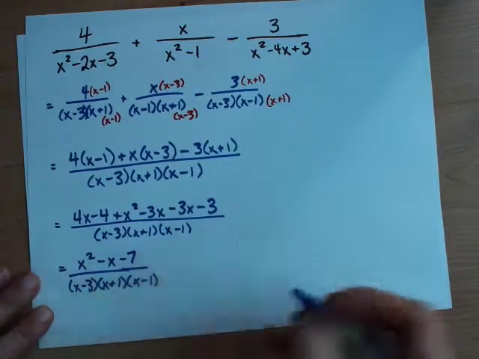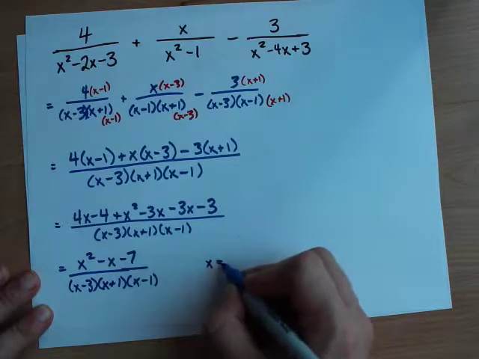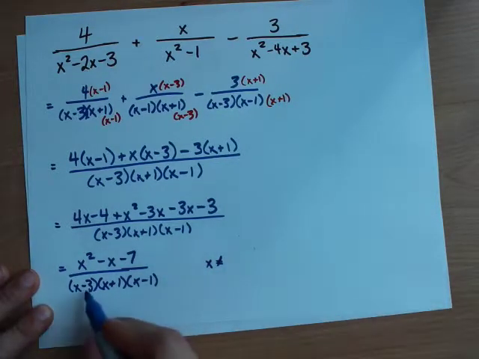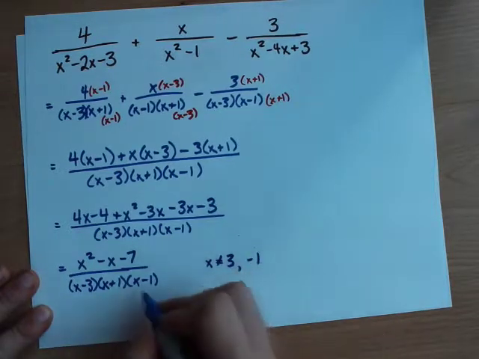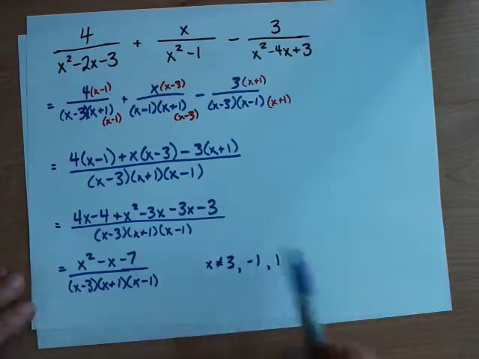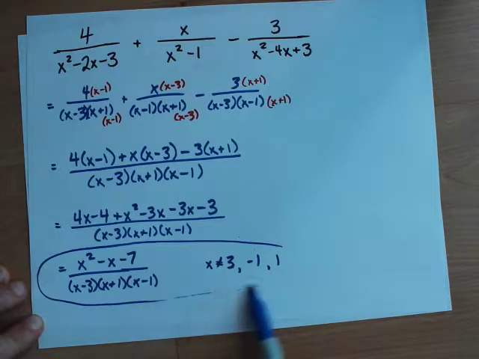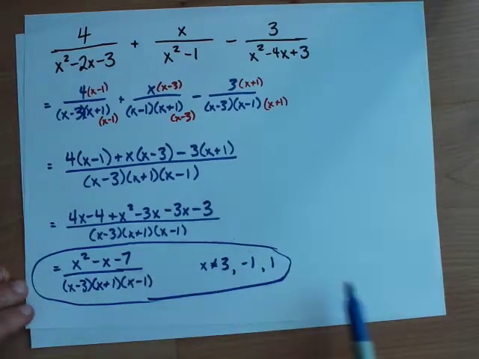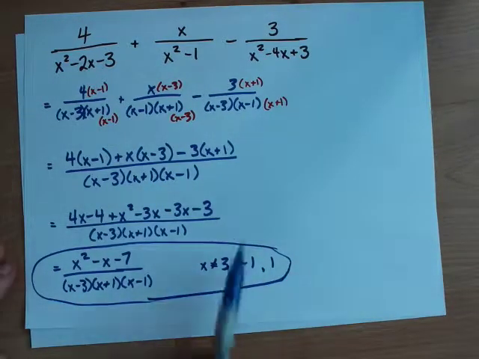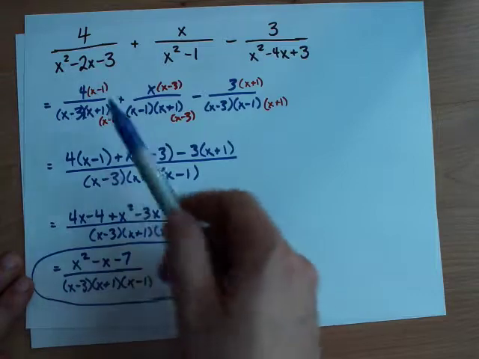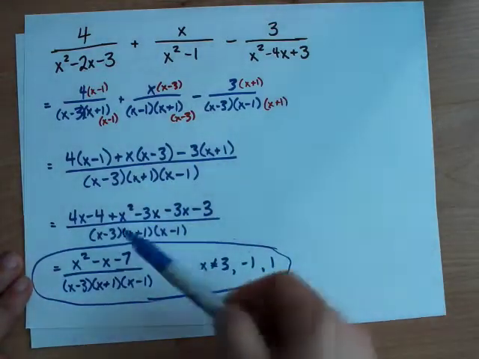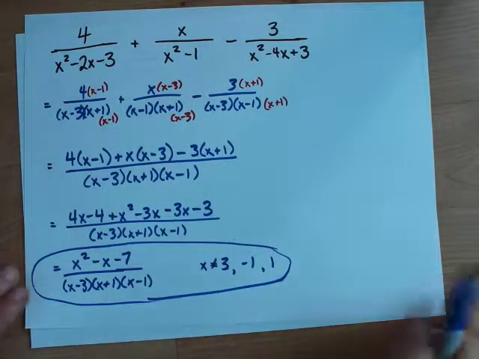This is my simplified rational expression, and I just have to state my restrictions. X can't be positive 3, or negative 1, or positive 1. There you go. That's it. That one actually felt like even less work than the last one, even though there were 3 things to do. Go figure. Cool. Again, factor the bottoms, get the common denominator, top plus top minus bottom in this case, expand and simplify. Done.